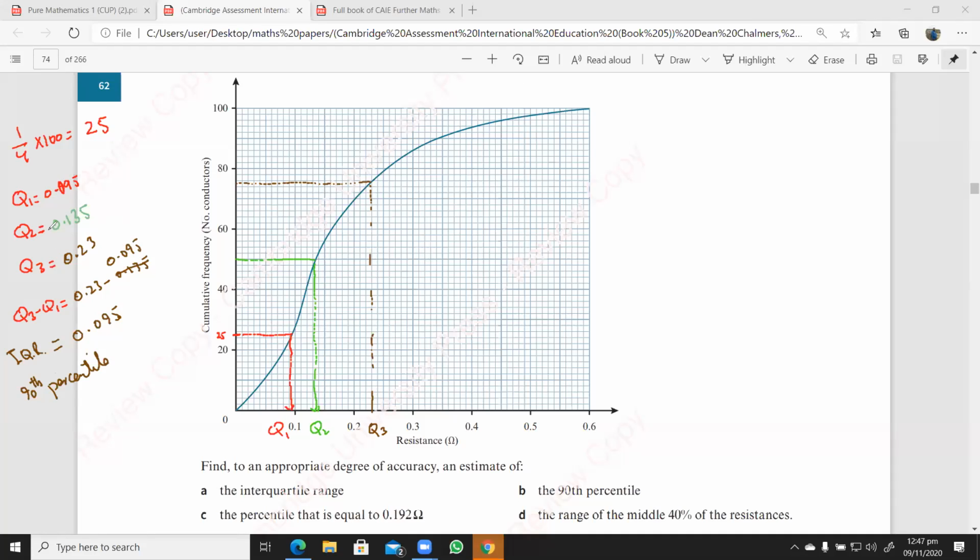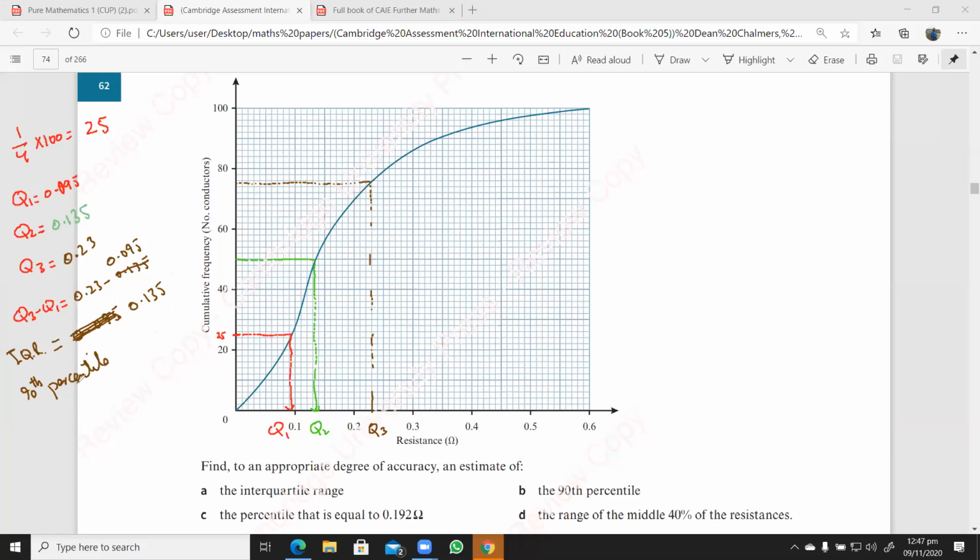I have subtracted the median from the upper quartile. Oh, what a mistake. So what is this? 0.23 minus 0.095. Yes. What do you get? 0.135. That is your interquartile range. Thank you for the correction.